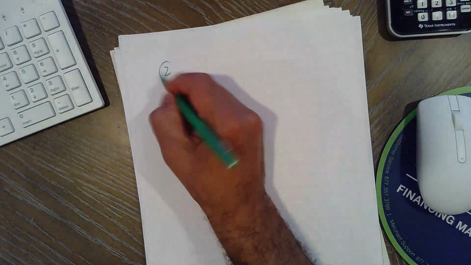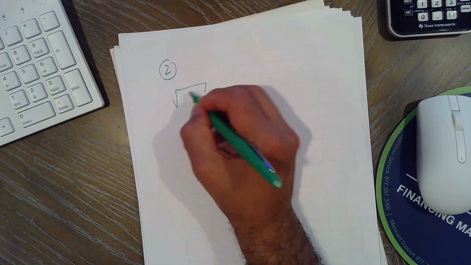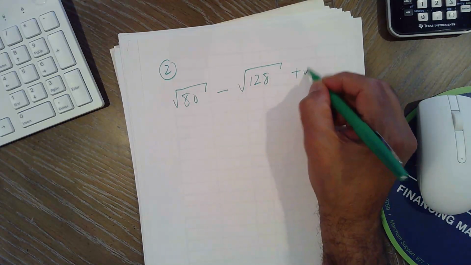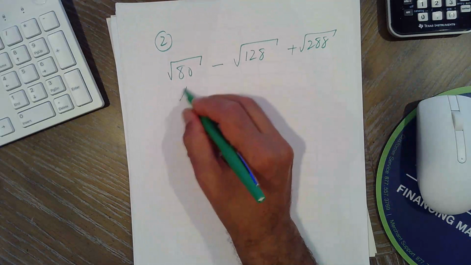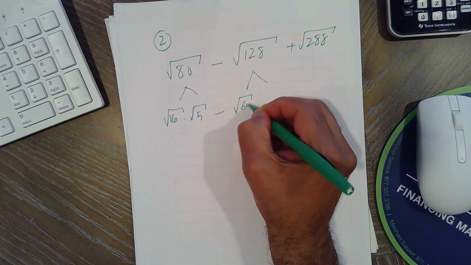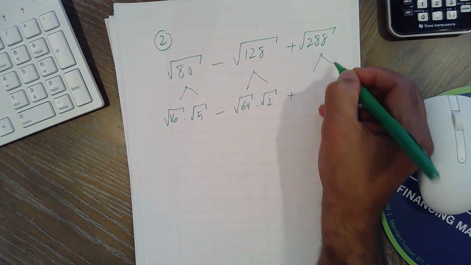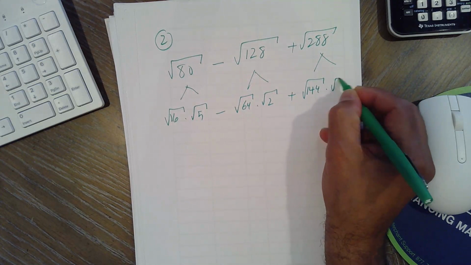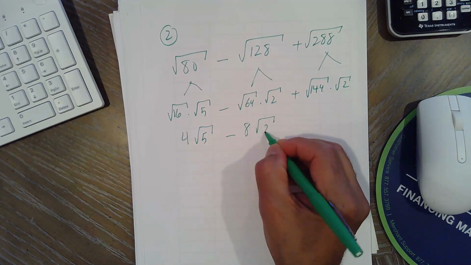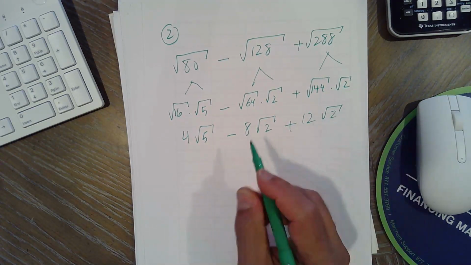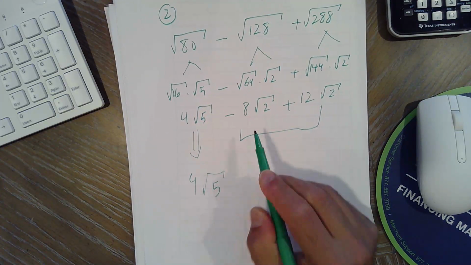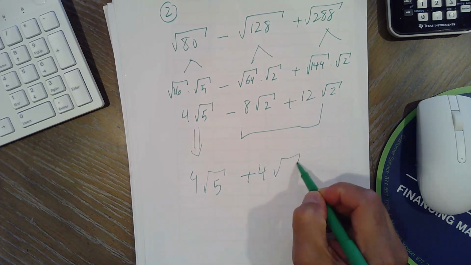Okay, again simplify, then combine like radicals. Root 80 minus root 128 plus root 288. And 80 is 16 times 5, as we did that earlier. We had earlier 64 times 2 and 144 times 2. So that's 4 root 5 minus 8 root 2 plus 12 root 2. It looks like after simplifying, these two are like radicals, so we pull this guy down, and then we add negative 8 to 12, it's a plus 4, and then we pull down the common radical.